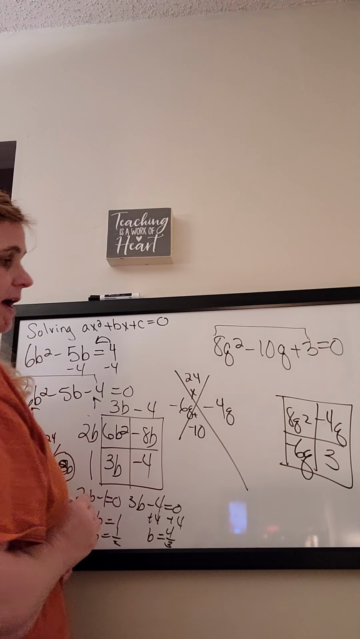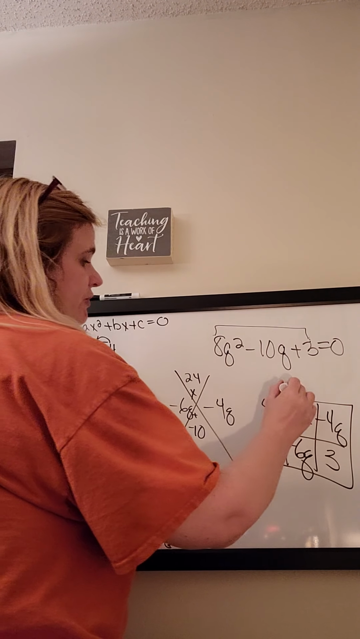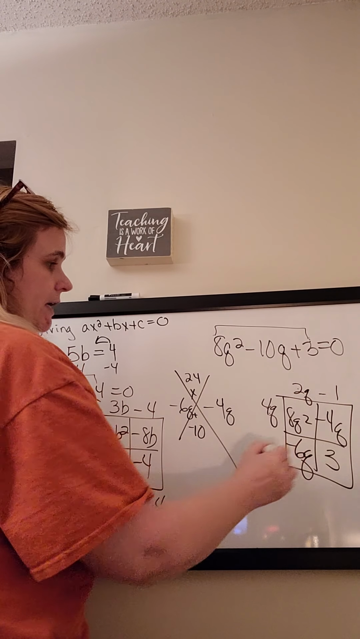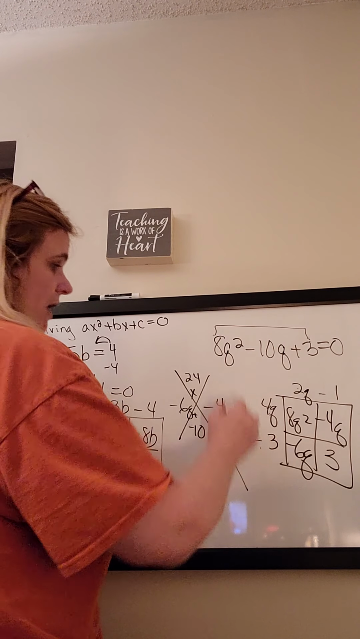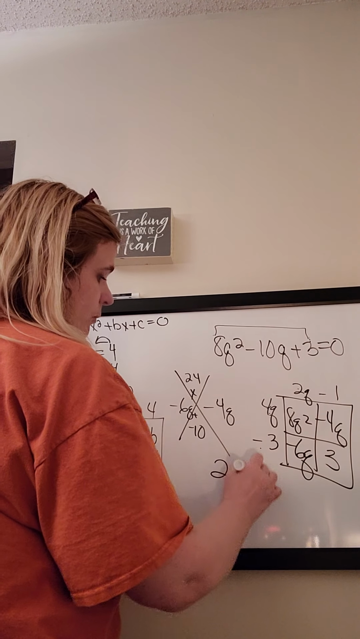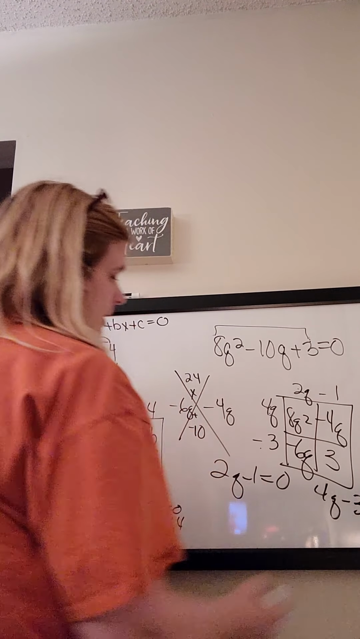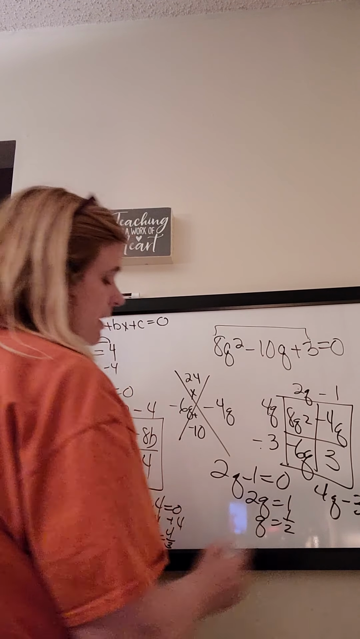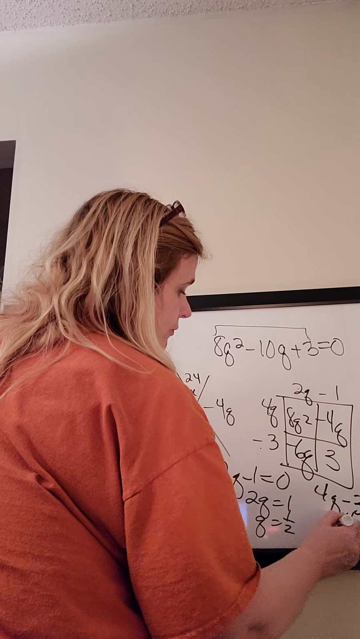What do these two have in common? They have a 4q. How do I get from here to here? I multiply by 2q. How do I get from here to here? Multiply by negative 1. How do I get from here to here? Times negative 3. And negative 1 times negative 3 is positive 3. So our outside ones are the answer, but we need to solve for the variable. So 2q minus 1 equals 0, and 4q minus 3 equals 0. Add 1 to both sides and divide by 2, 1/2 over here. Add 3 to both sides and divide by 4. So 3/4.